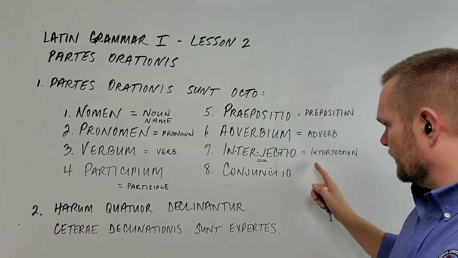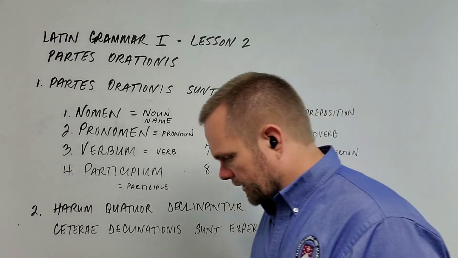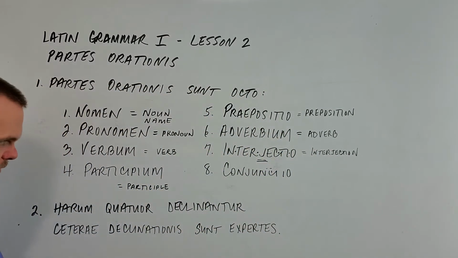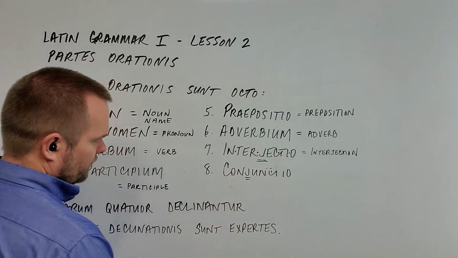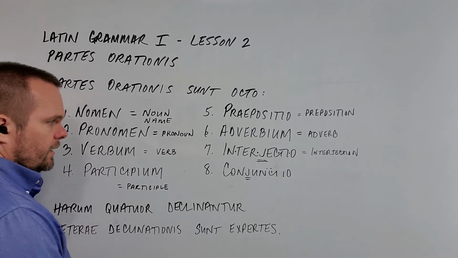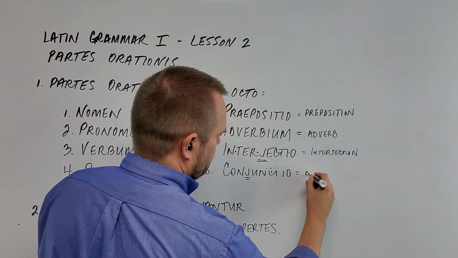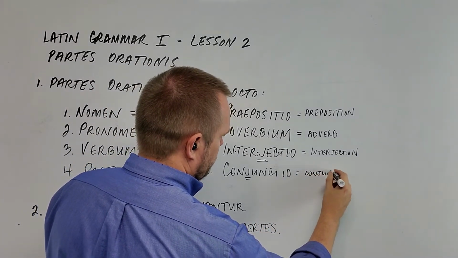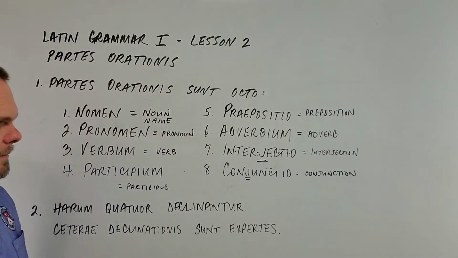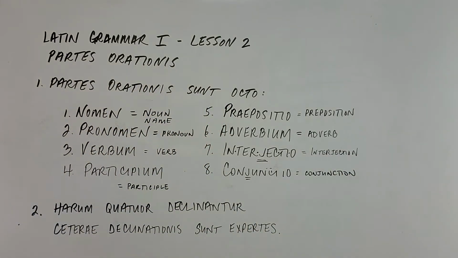Interjectio is an interjection. And lastly, the eighth part of speech is conjunctio. Conjunctio, we have another example of that letter J in Latin, really just the vowel E. Conjunctio in English is called a conjunction, taken directly from the Latin. So these are the 8 parts of speech.